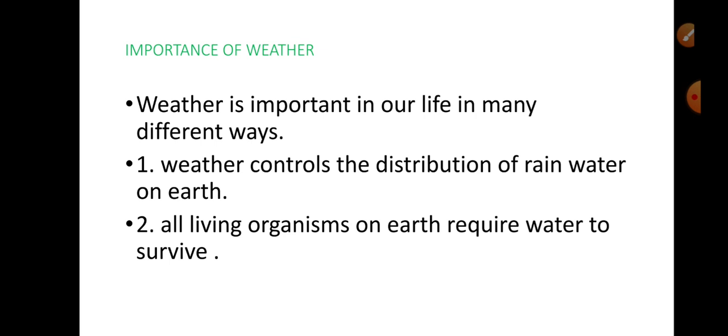We should know the weather conditions so that we know what work we should do. If it is said that today it will be a cloudy day and it will rain heavily, obviously we will not go out, or we will not do the work which we cannot do in rainy conditions, right? So this is what is very important about weather. We should always know the weather, and this actually helps to give water on earth.